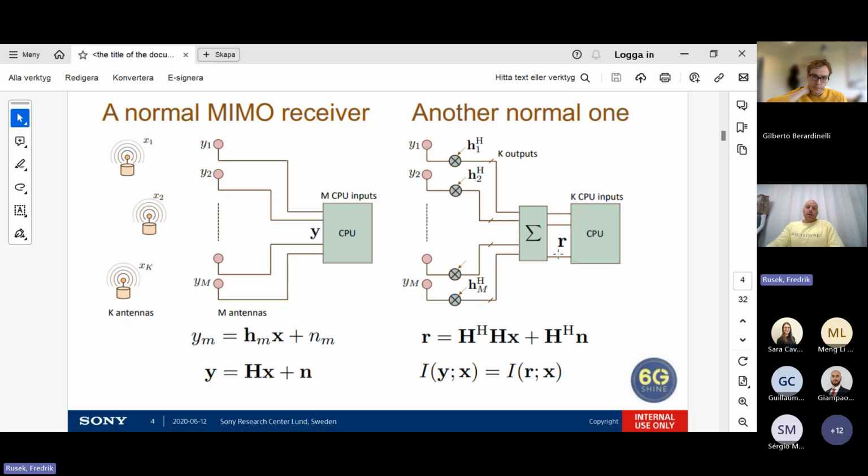Equation-wise, the vector R here is nothing but this familiar equation. H Hermitian here is the matched filter that you have applied. What is interesting here is that the mutual information between the vector R and the transmitted vector X remains the same as for the simplified receiver here. So the mutual information between Y and X equals that of R and X. You have lost absolutely nothing if you implement the right-hand side receiver.